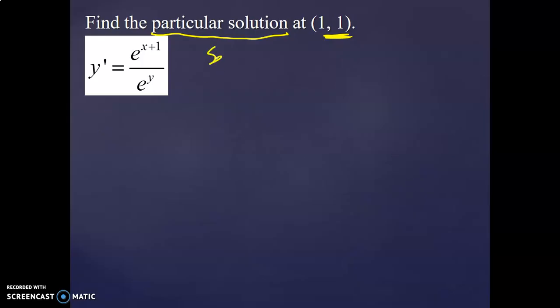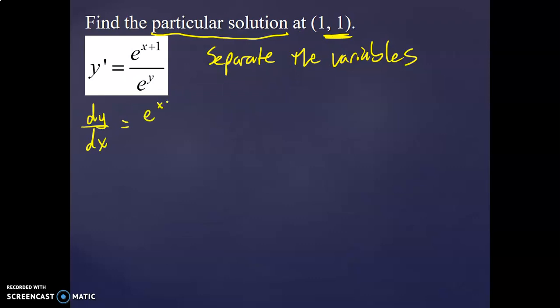So I have to separate the variables first. Make sure you guys get good at this step, because if you screw this step up, you can't get any of the other points on this type of problem. So dy/dx equals e^(x+1) over e^y. Separating the variables means make sure you get x and dx on the same side, y and dy on the same side. Now you could cross multiply here, or you can multiply both sides by dx and multiply both sides by e^y. Doesn't matter. So you're going to get e^y dy equals e^(x+1) dx.